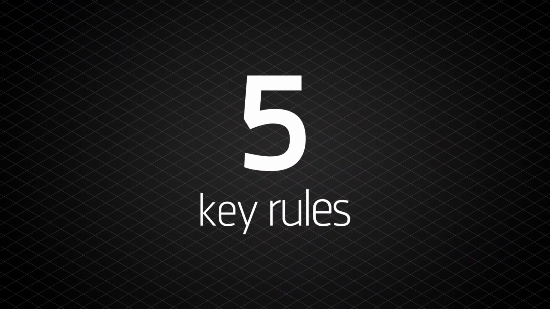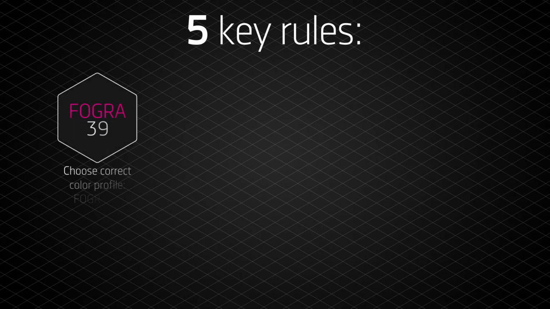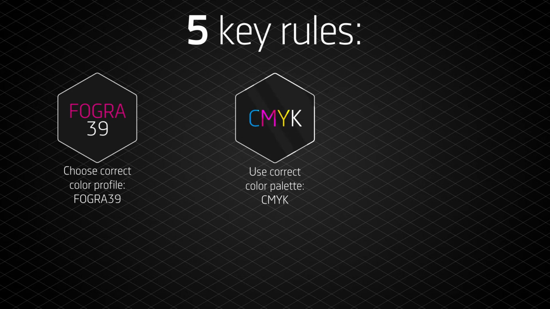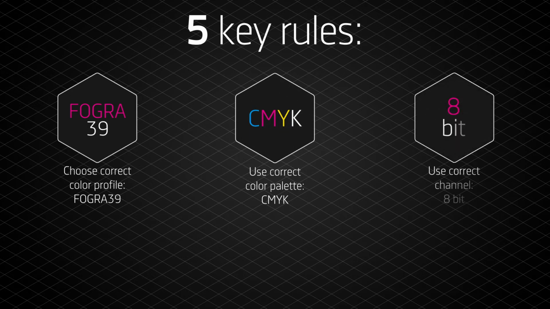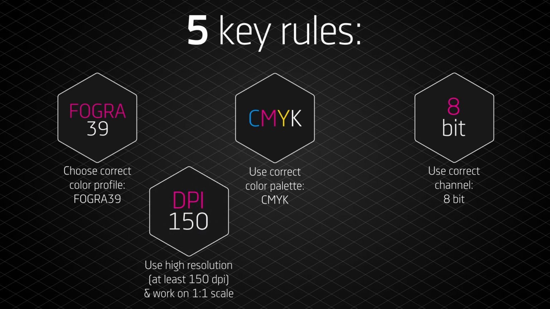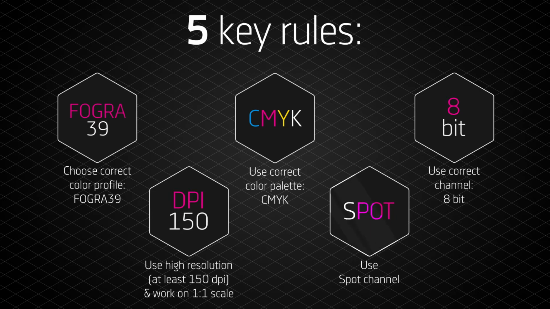Those were the 5 key rules that we have to check before starting to work with designs. Choose Fogra 39 color profile. Choose CMYK and not RGB. Make sure you're working in 8-bit channel mode. Have at least 150 dpi resolution and work on 1:1 scale. And make sure to create a spot channel with the name capital letter S.